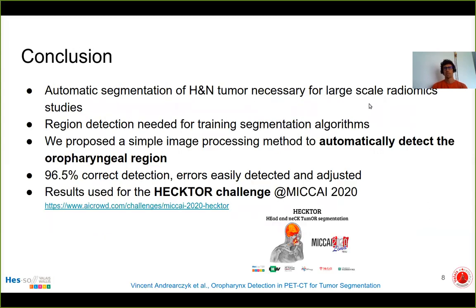In conclusion, automatic segmentation of head and neck tumor is necessary for large-scale radiomics studies. Automatic region detection is needed for training segmentation algorithms. So we proposed a simple image processing method to automatically detect the oropharyngeal region. We obtained 96.5% correct detection, and the errors that I mentioned were easily detected and corrected. And the results of this detection were used for the HECKTOR challenge at MICCAI 2020, which is currently running.